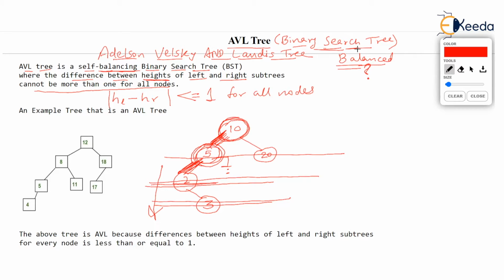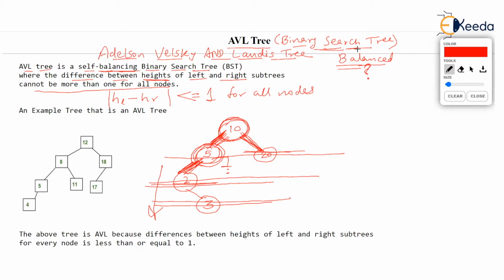What about right height of 10? Well, if you take the right path of 10, then you have only one level, that is where 20 is. So the right height of 10 is just 1.